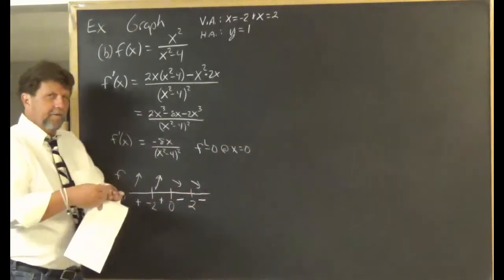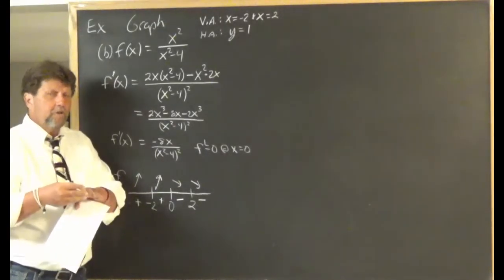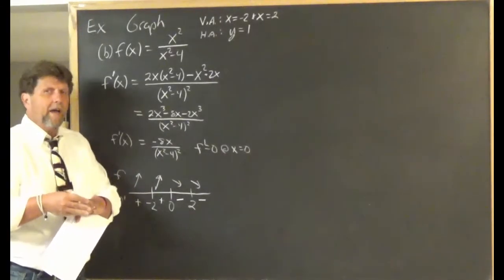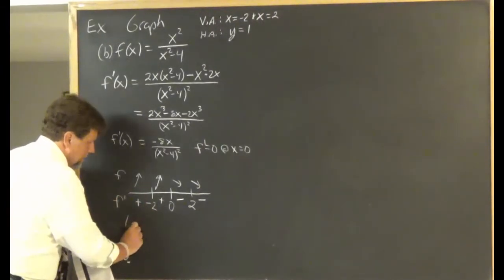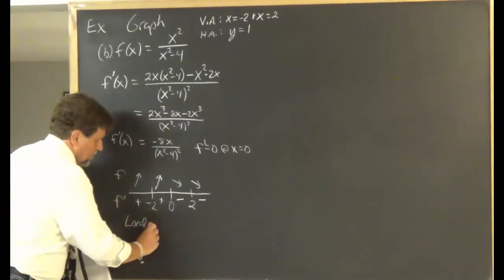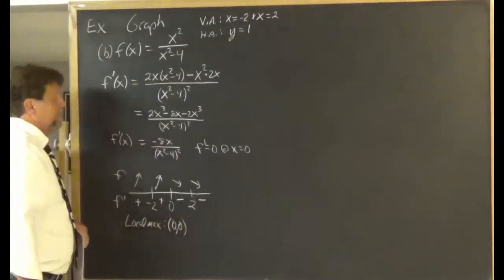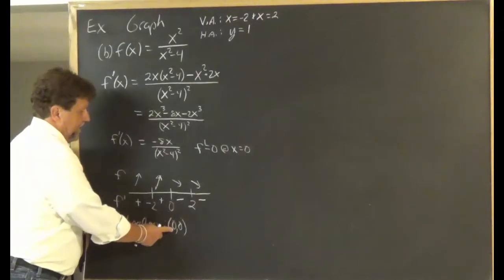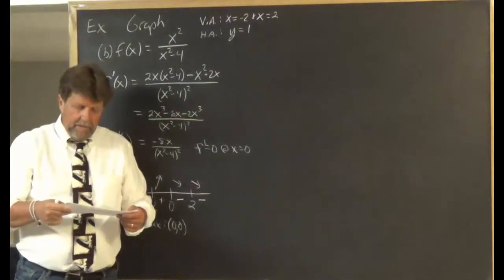So I see intervals where the function's increasing and where it's decreasing. I also visually see that we have a local maximum, no local min. And the local max is at 0, 0. So I put 0 in here, and 0 comes out.